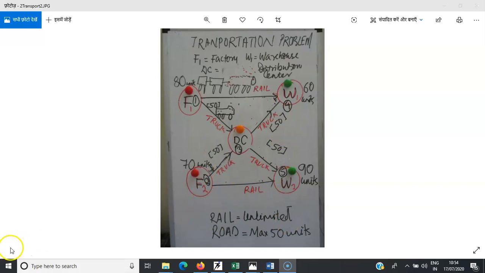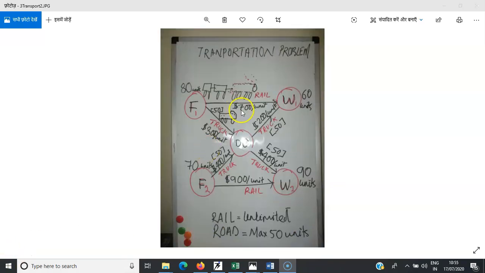is having unlimited capacity. So the cost per truckload of material, if you want to transport through the rail, is $700 per unit, and if you are transporting through the trucks, it is just $300 per unit. And you can see here $300, $200 per unit, $400 per unit, and here also it is $400 per unit, and it's all about transporting through the roads. But if you are transporting through the rail, again F2 to W2, it costs $900 per unit. So now you have to take a call.